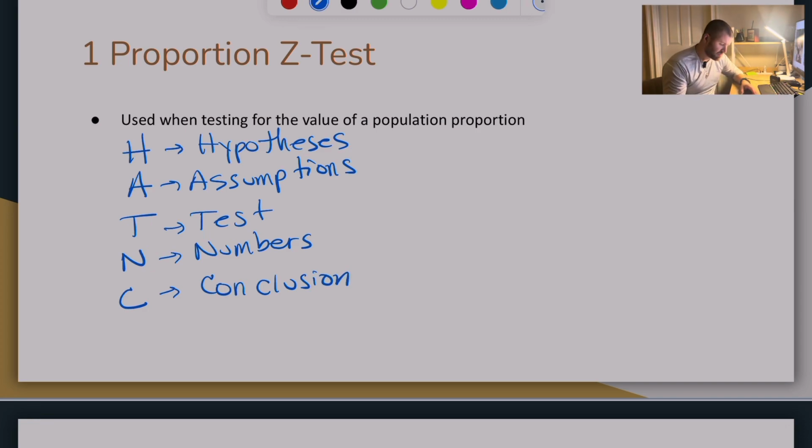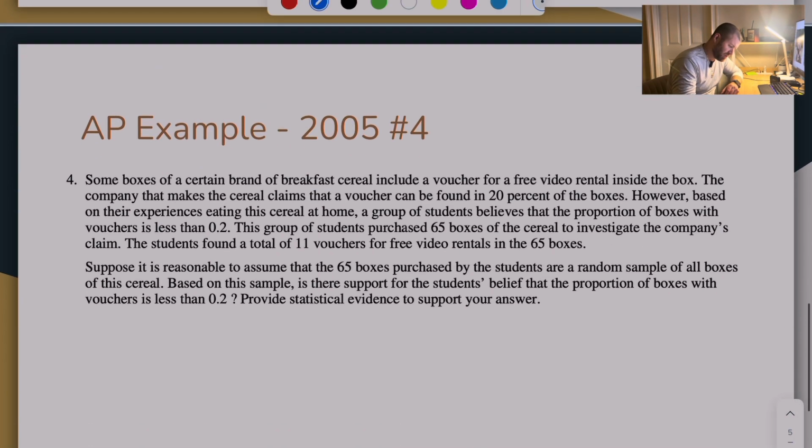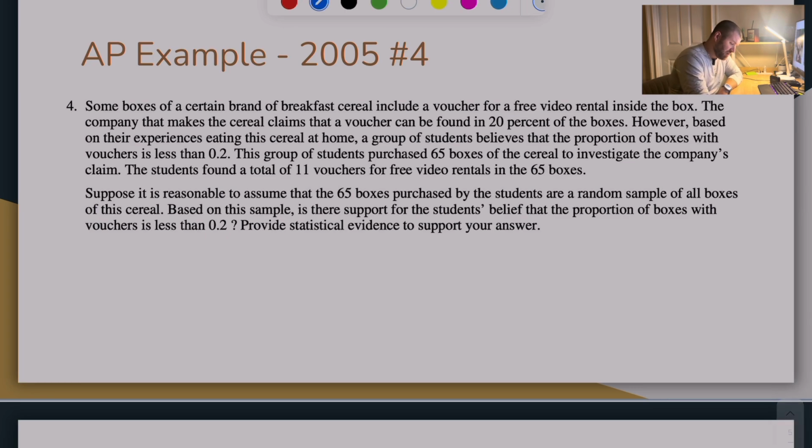So to take a look at this, let's take a look at an example. We have boxes of a certain cereal brand, and we have a total of 11 vouchers for free video rentals. This is how you know this question is old. This is like when Blockbuster was around. 11 vouchers for free video rentals out of 65 total. Based on this, we're looking for, is it less than 0.2?